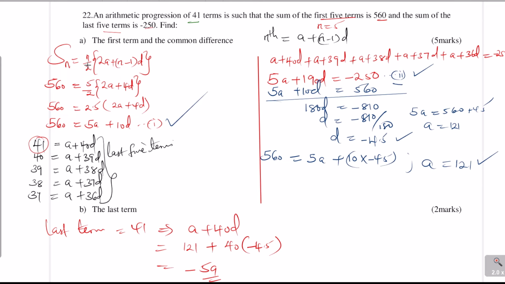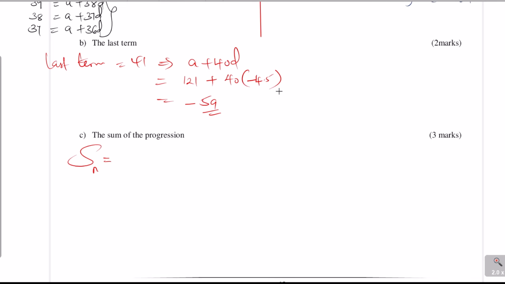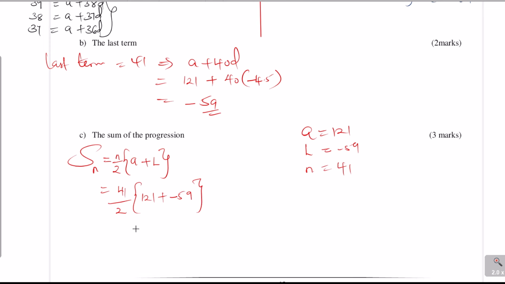Since you have the first term as 121 and the last term as negative 59, you can use this formula that involves the first term and the last term. So n divided by 2, then the first term plus the last term. That is the easiest. So you can simply use this, and of course you have the number of terms. The number of terms is 41, so just substitute. So 41 divided by 2, then the first term is 121 plus the last term, which is negative 59.